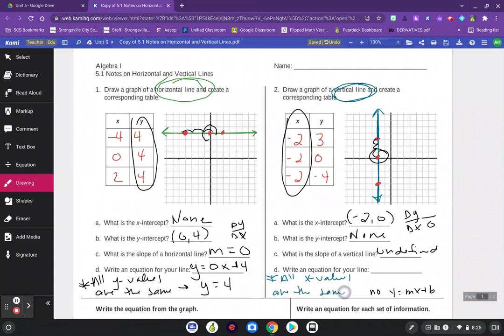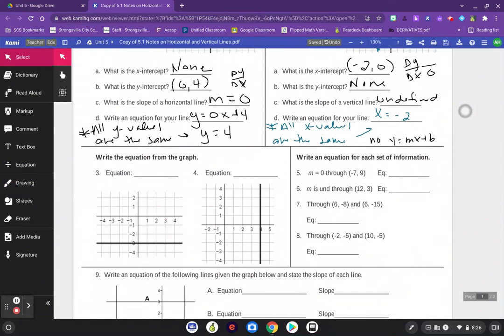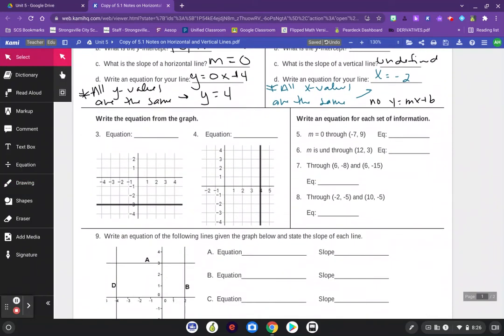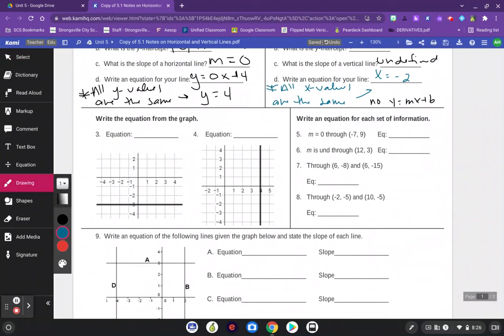And so in order to indicate that, I write the equation that all the x values are the same. They're all -2. So I just write x equals -2. Okay, so let's go ahead and do some practice of that. This is write the equation from the graph.